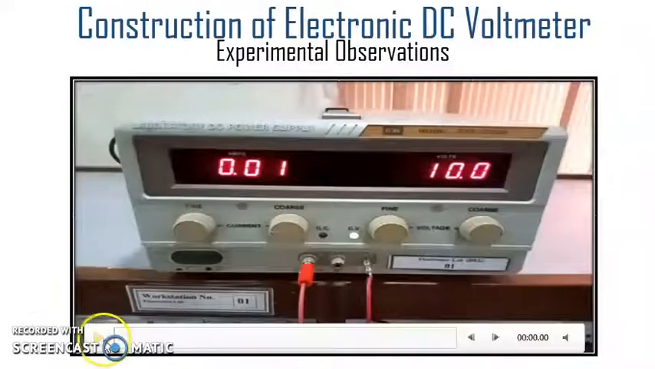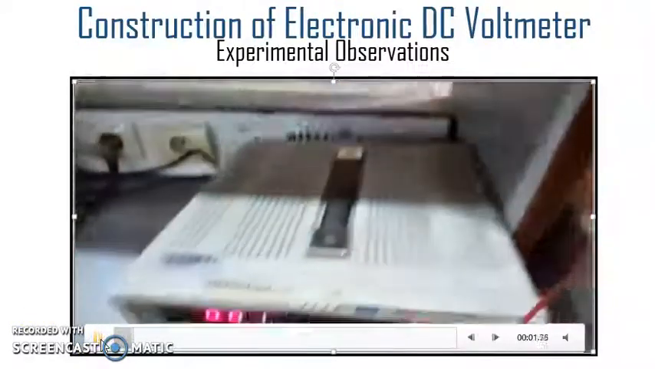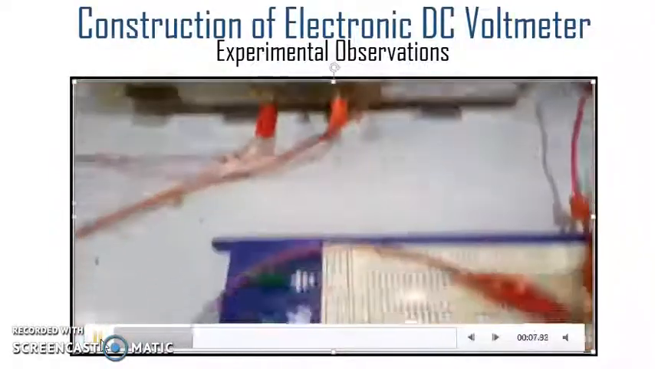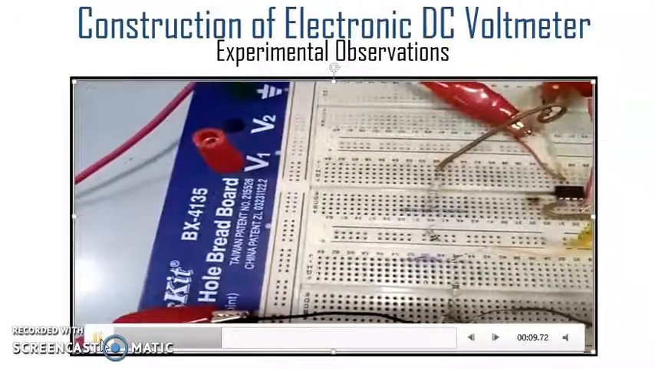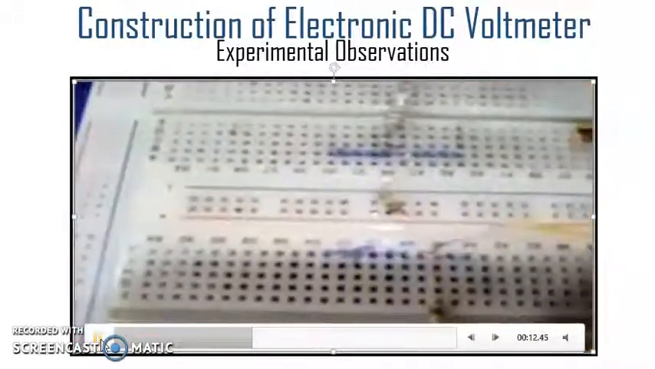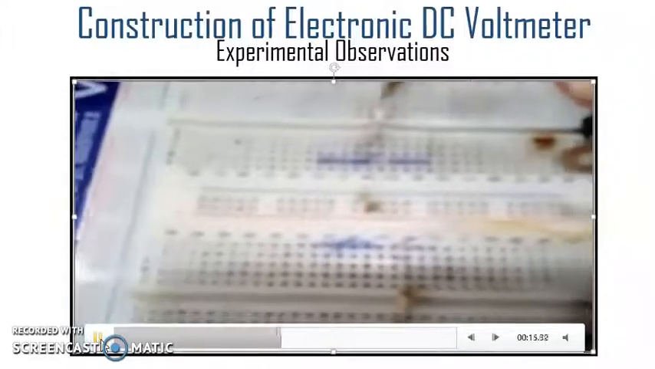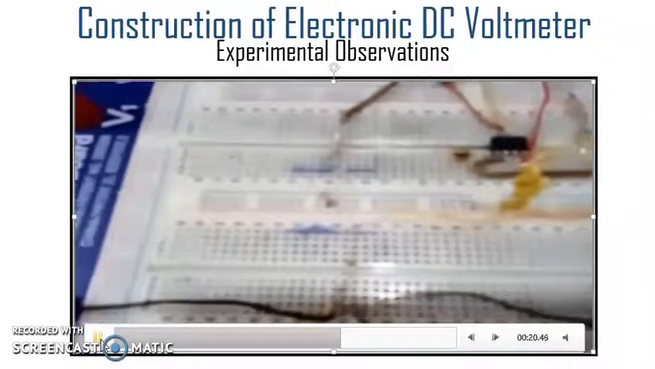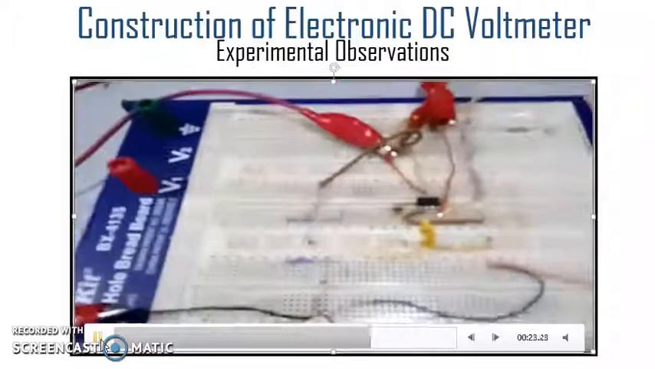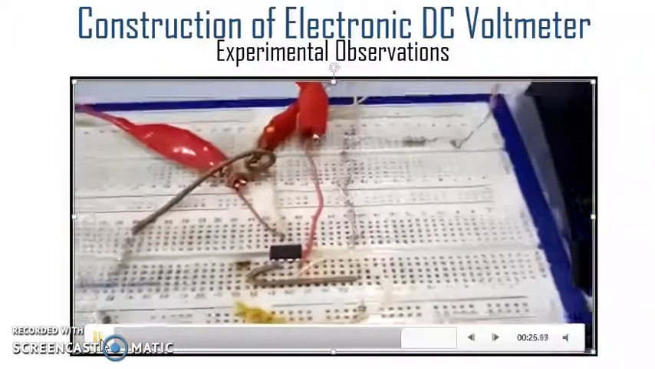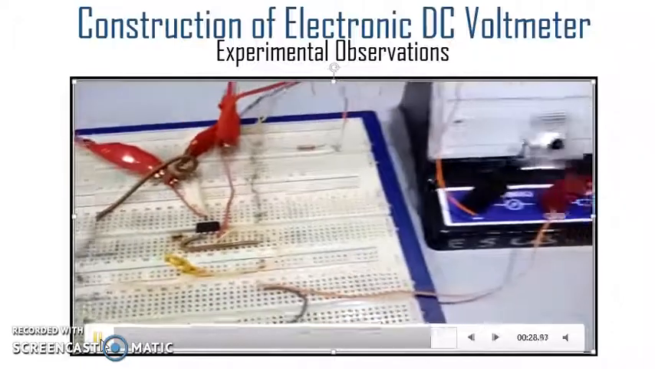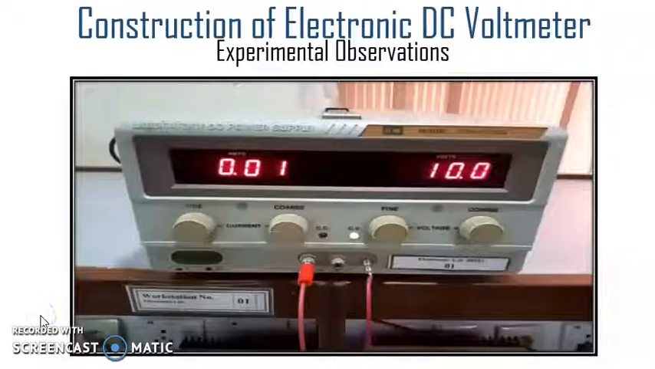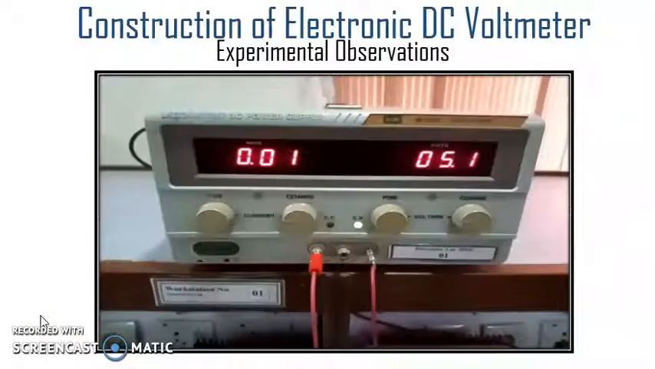So this is the experimental setup. We are applying the input voltage of 10 volts. We have set VCC equal to 10 each, and the selector switch is at the 10 volt selection. Since we are applying the input as 10 volts and the range is also 10, we must see the full scale deflection. So it is approximately the full scale deflection when we have applied the input voltage equal to 10 volts.